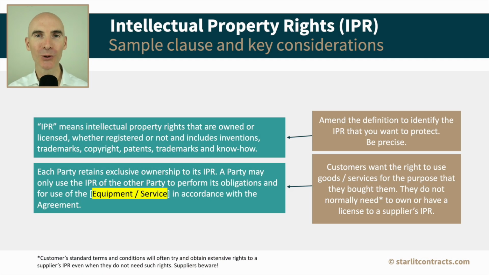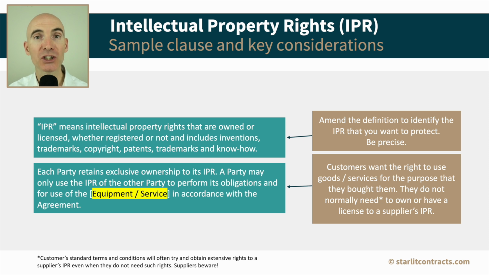We'll look at a sample clause and some key considerations together now, and firstly to the definition of IPR, which means intellectual property rights that are owned or licensed, whether registered or not, and includes inventions, trademarks, copyrights, patents, and know-how. And now to the clause. Each party retains exclusive ownership to its IPR. A party may only use the IPR of the other party to perform its obligations and for use of the equipment or the service or the works, whatever applies in your contract, in accordance with the agreement.